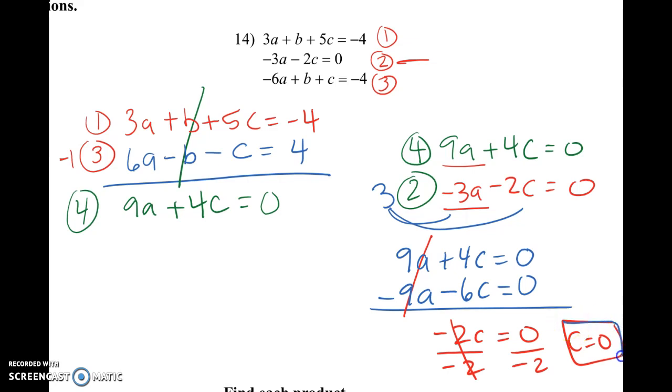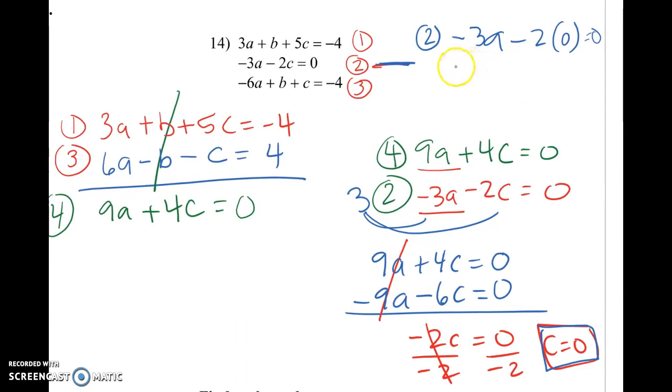Alright, so we found c to be 0. And I'm going to go ahead and plug that back in. I'm going to plug it in up here to equation 2. So equation 2, I have -3a minus 2 times c equals 0. So I have -3a, that's 0, equals 0. If I divide by -3, I get a equals 0.